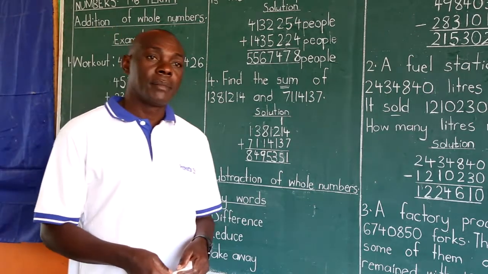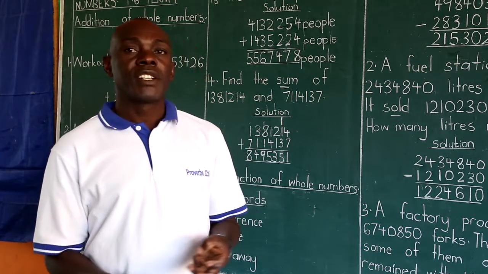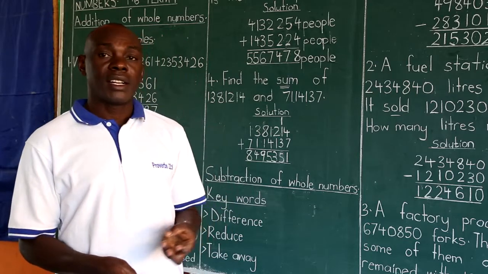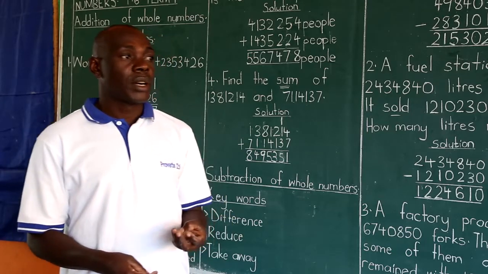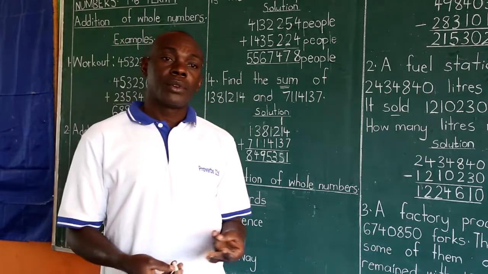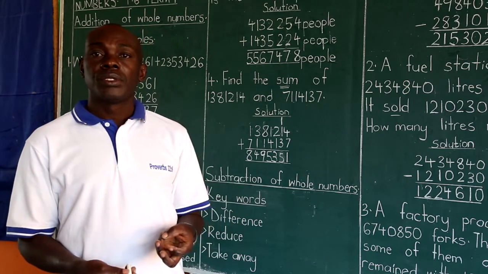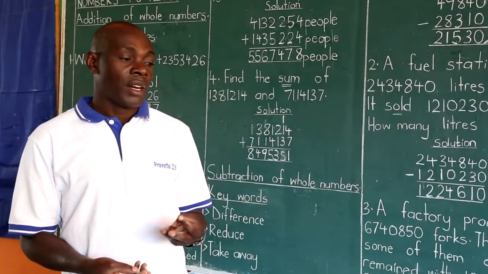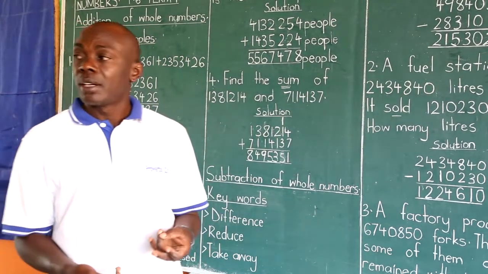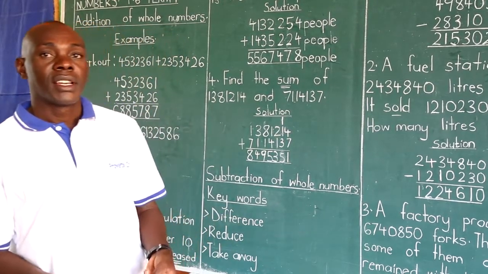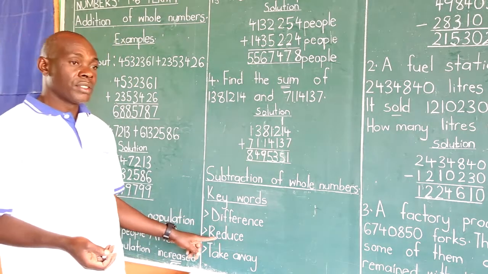In subtracting whole numbers, we need to look at the keywords. One is difference. Difference means the outcome after subtracting two numbers. When you subtract two numbers, that outcome or result is called the difference. For example, when one asks for the difference between 6 and 2 in mathematics, they are required to subtract 6 and 2. That's 6 minus 2, which is equal to 4. That outcome is what is termed as the difference. Another word that calls for the same subtraction operation is reduce.